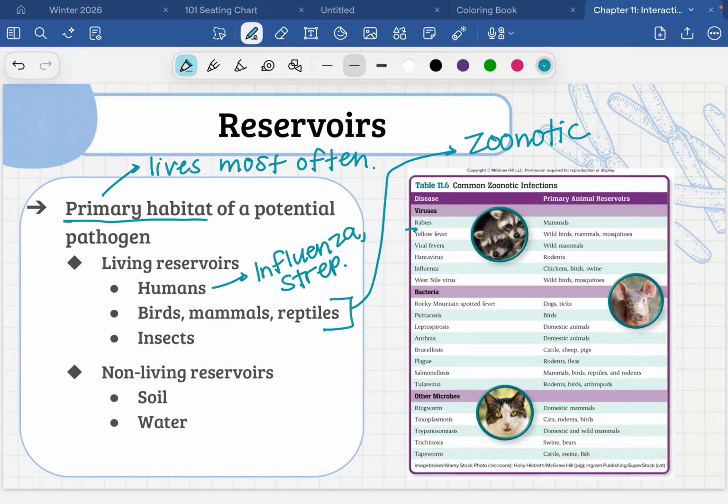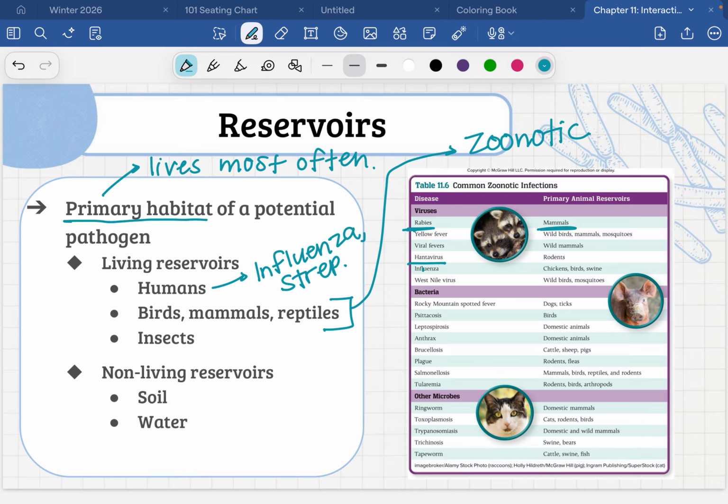So things like rabies is a zoonotic infection, because if you think about humans, we get rabies because of animal bites, right? We get them typically from other mammals, raccoons, possums, things like that. You can get them from cats, dogs. Those are animals, non-human and non-insect animals.